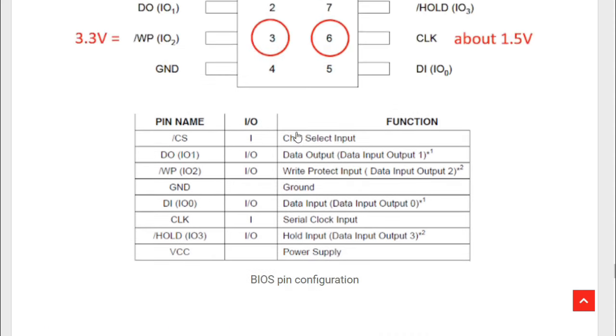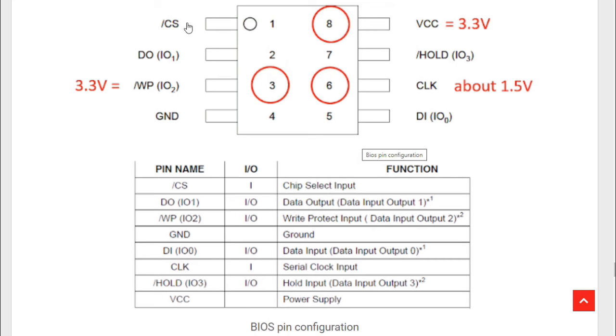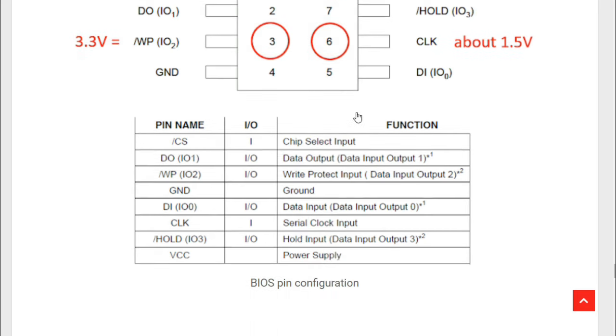So pin number 1, we have chip select input here. DO means data output. WP means the write protect input. This is the ground, or the VSS, the 4th pin. For the 5th pin we have data input. Okay, and for the 6th pin we have, as you can see, the serial clock input. Here we have the hold input, and here the VCC, the power supply for the BIOS.